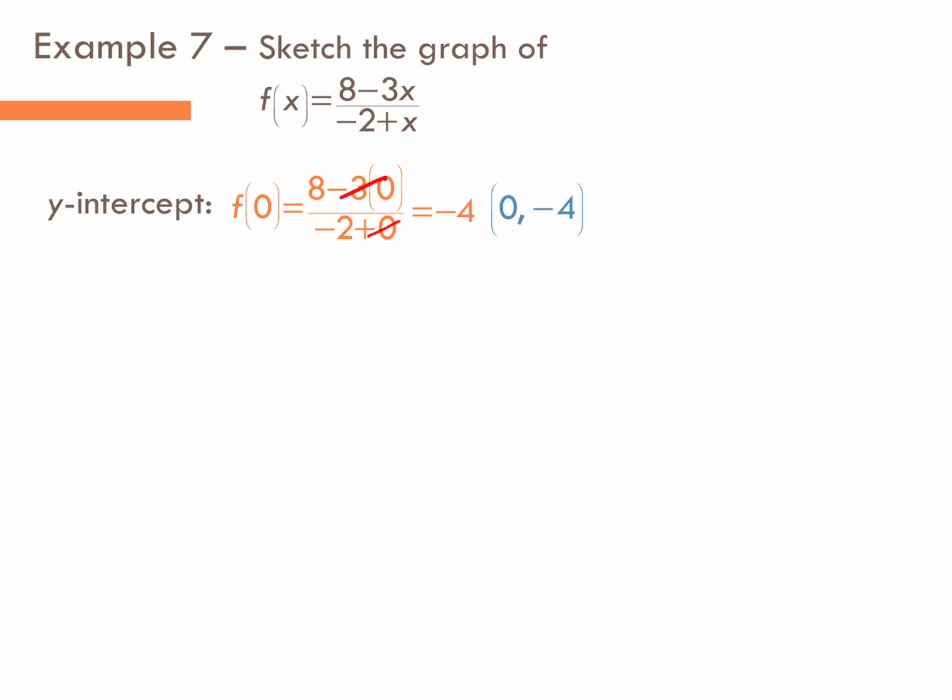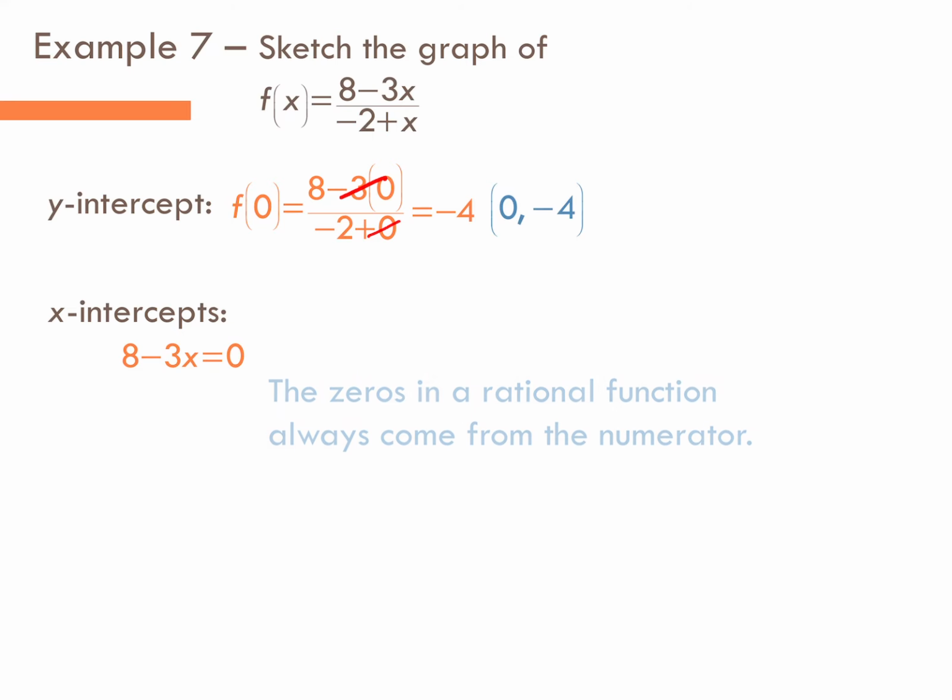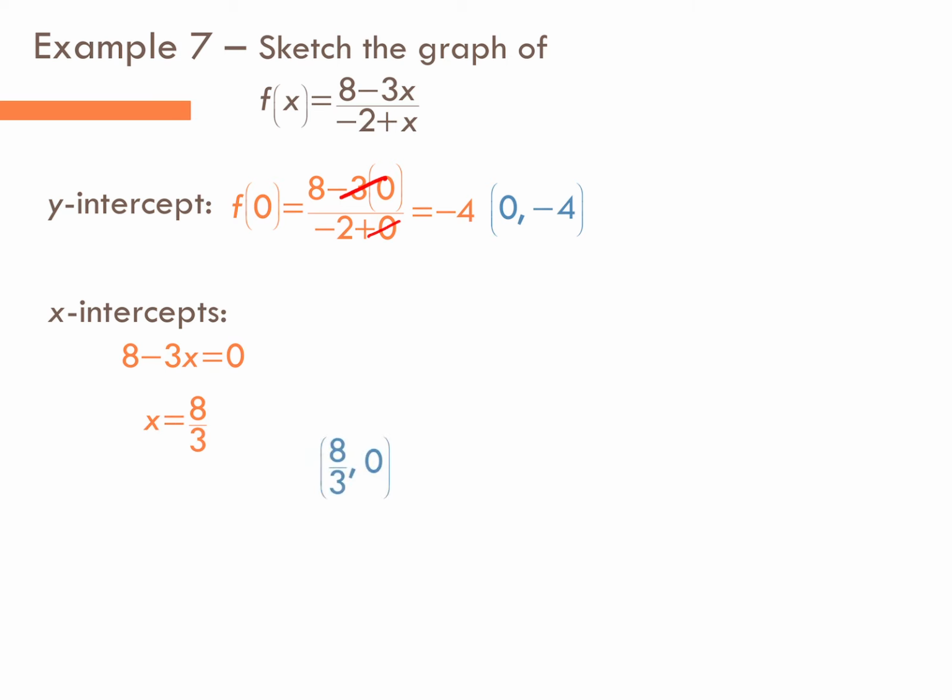So you have your graph right there. I'll plot mine at the end, so you could plot the point (0, -4). You know what your y-intercept is. For our x-intercepts, we set the top equal to 0 and solve for x. So if I set 8 minus 3x equal to 0, solve for x, and we get 8/3, so I'd have (8/3, 0).